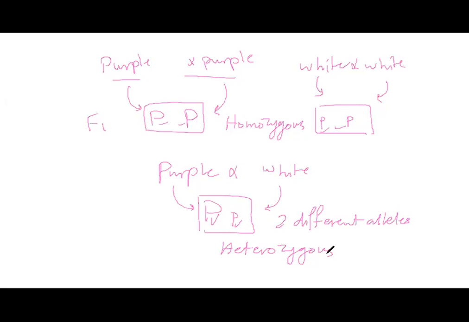So here, guys, look with me at this example. The one who received both capital P alleles, the purple allele from both parents, how will its phenotype look? What will the color of the flower be? Purple. So this one will appear purple. Excellent.